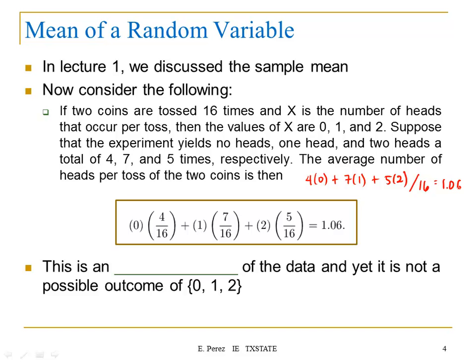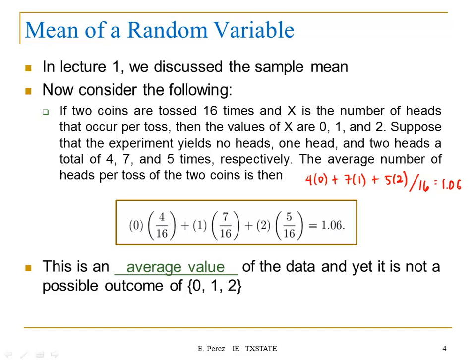So as you can see, this result is not one of the outcomes of your experiment. You're getting 1.06, but that is the mean. Okay? So the mean is not necessarily one of your outcomes. This is basically telling you that the mean or the average that you're going to get is close to, or a little bit higher than, 1. So this is an average value of the data, and that is not a possible outcome of your experiment. And we're going to revisit this problem in a few minutes.